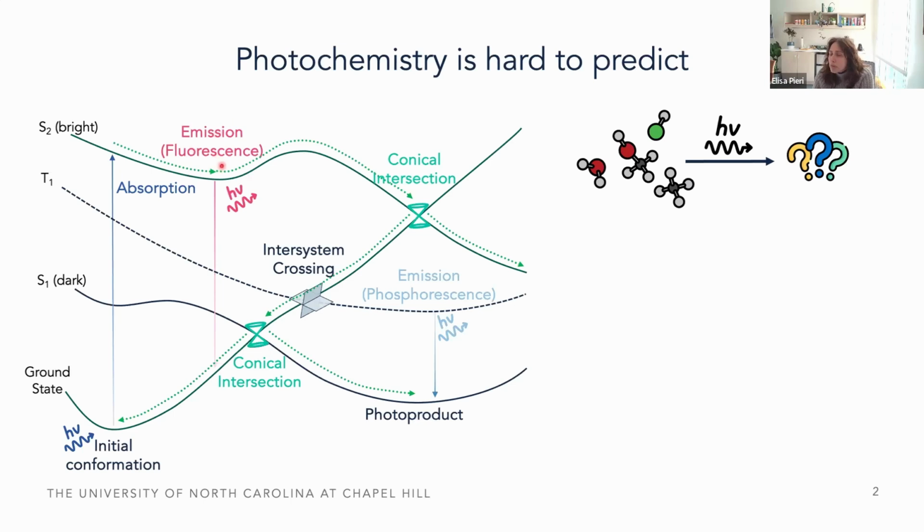So if there is a minimum, for instance, on the surface, we might get trapped there and then we might fluoresce to go back to the ground state. Or maybe if there is a low barrier or no barrier, we could reach a conical intersection and from then decay back to the initial conformation or form photoproducts. And things are even more complicated because there are also states with a different spin multiplicity. So all of this is really hard to predict, of course.